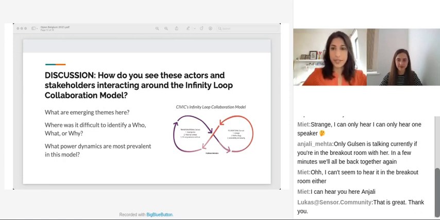So thank you, Lucas, for that dynamic question. Any other top of mind thoughts? Had you had an opportunity to brainstorm the interactions of these actors and stakeholders together before, or emerging themes that you may have seen when trying to think of stickies in each of the four boxes?